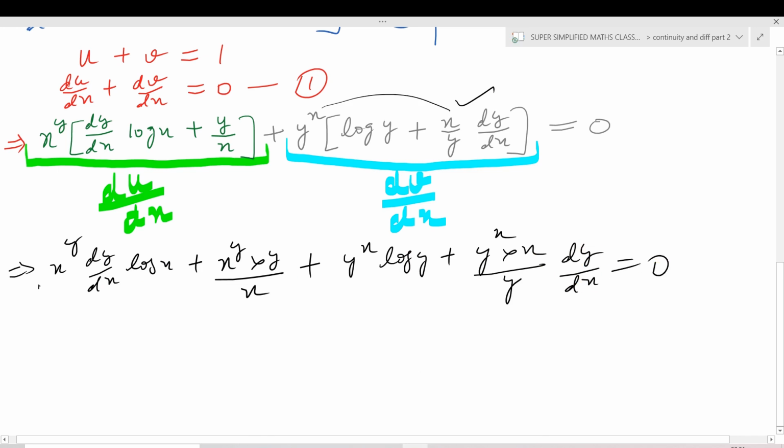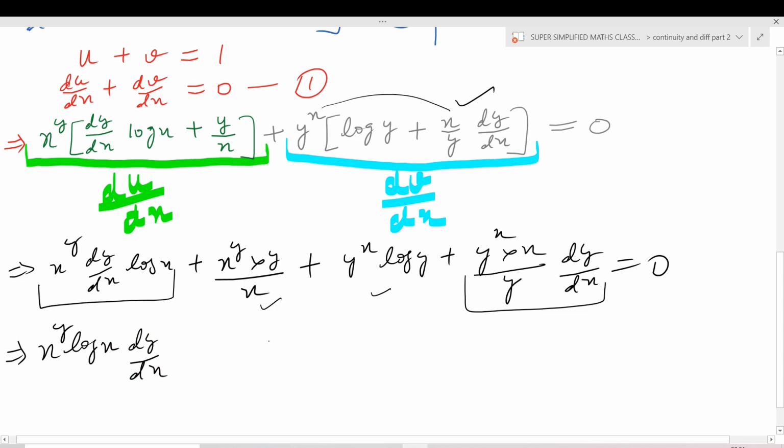Now you can see this first term is containing dy by dx and this last term is containing dy by dx, and these two terms are not of dy by dx. So what we do? The terms of dy by dx, I keep them on the left hand side. So x raised to the power y into log x dy by dx, first term, plus the last term. Now you see in last term, y raised to the power x upon y can be written as y raised to the power x minus 1 into x dy by dx.